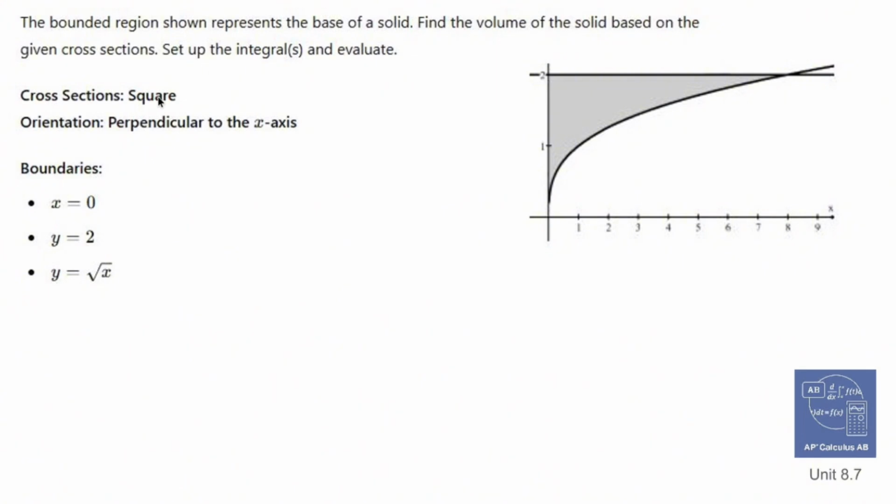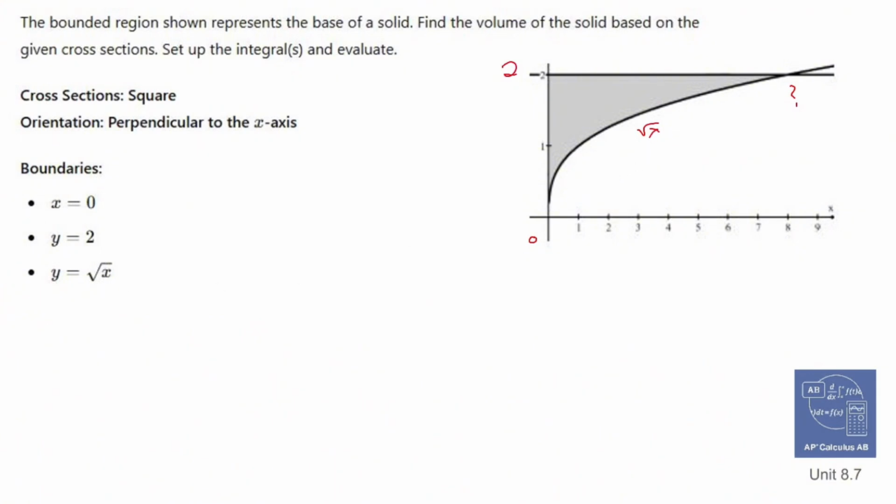All right, so we're doing a cross-section of a square, and we're doing this perpendicular to the x-axis. So this is what we need to do. Here are my boundaries: 0, I don't know, we've got y equals 2, and we've got the cube root of x.